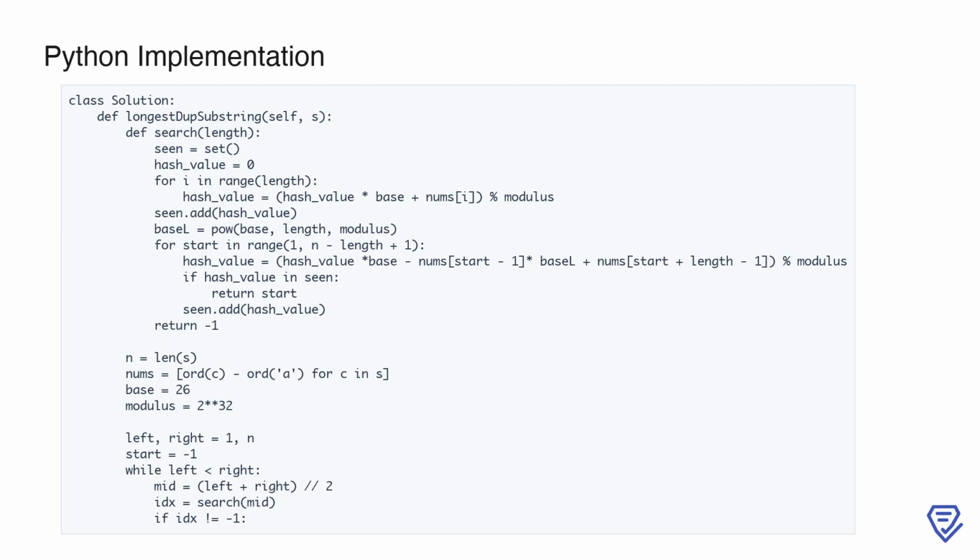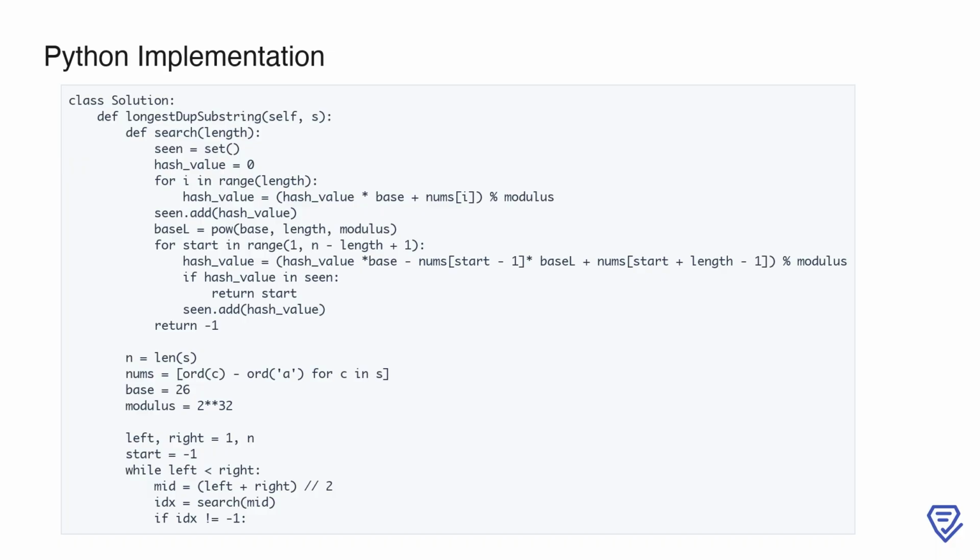Next, we pre-compute a value called baseL, which is used to adjust the hash when removing the effect of the first character in the sliding window. For each subsequent substring of length L, we update the hash value dynamically. If the hash value is found in the seen set, it means we've encountered a duplicate substring, and we return the starting index. If no duplicate is found, we return -1.